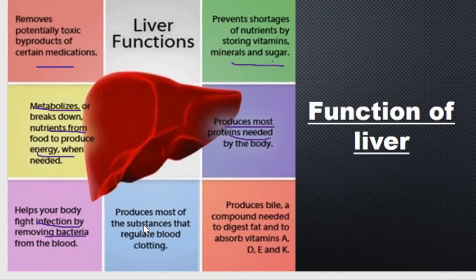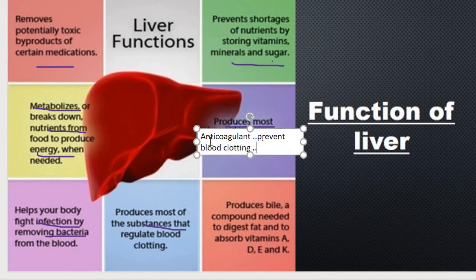It produces most of the substances that regulate blood clotting, that is, it helps in the production of heparin. Now, what is heparin? Heparin is an anticoagulant. Anticoagulant is something which prevents blood clotting. Kya prevent karta hai blood clotting? Ab kaun sa anticoagulant produce hota hai, that is heparin.